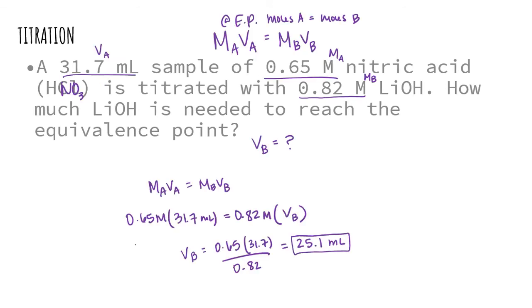Now, we know our equation at equivalence point is MAVA equals MBVB. For this particular problem, we were given the volume of the acid. We were given the molarity of the acid. We knew the molarity of the base, and we were trying to find the volume of the base. So we're going to plug in everything we know, solve for the base volume, and we get 25.1 milliliters.